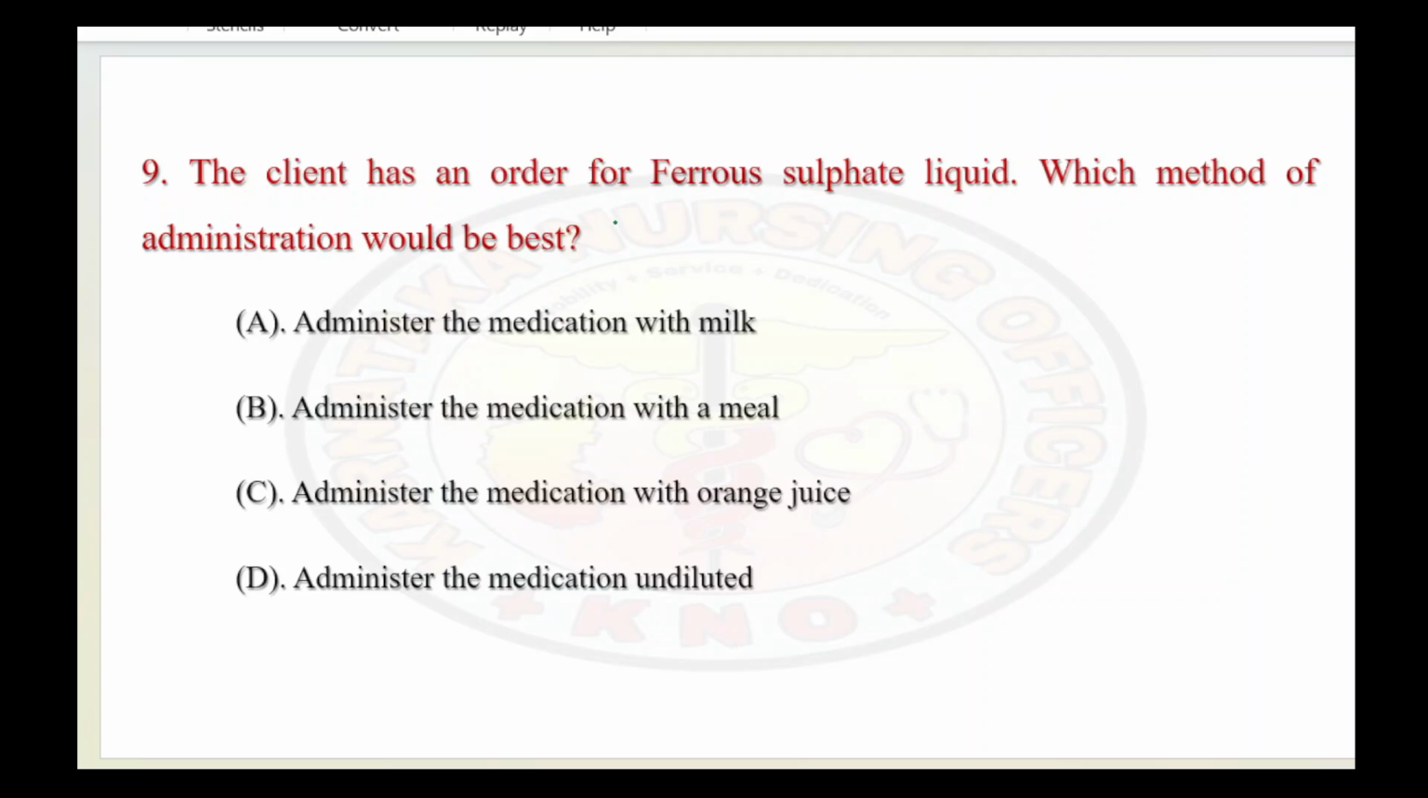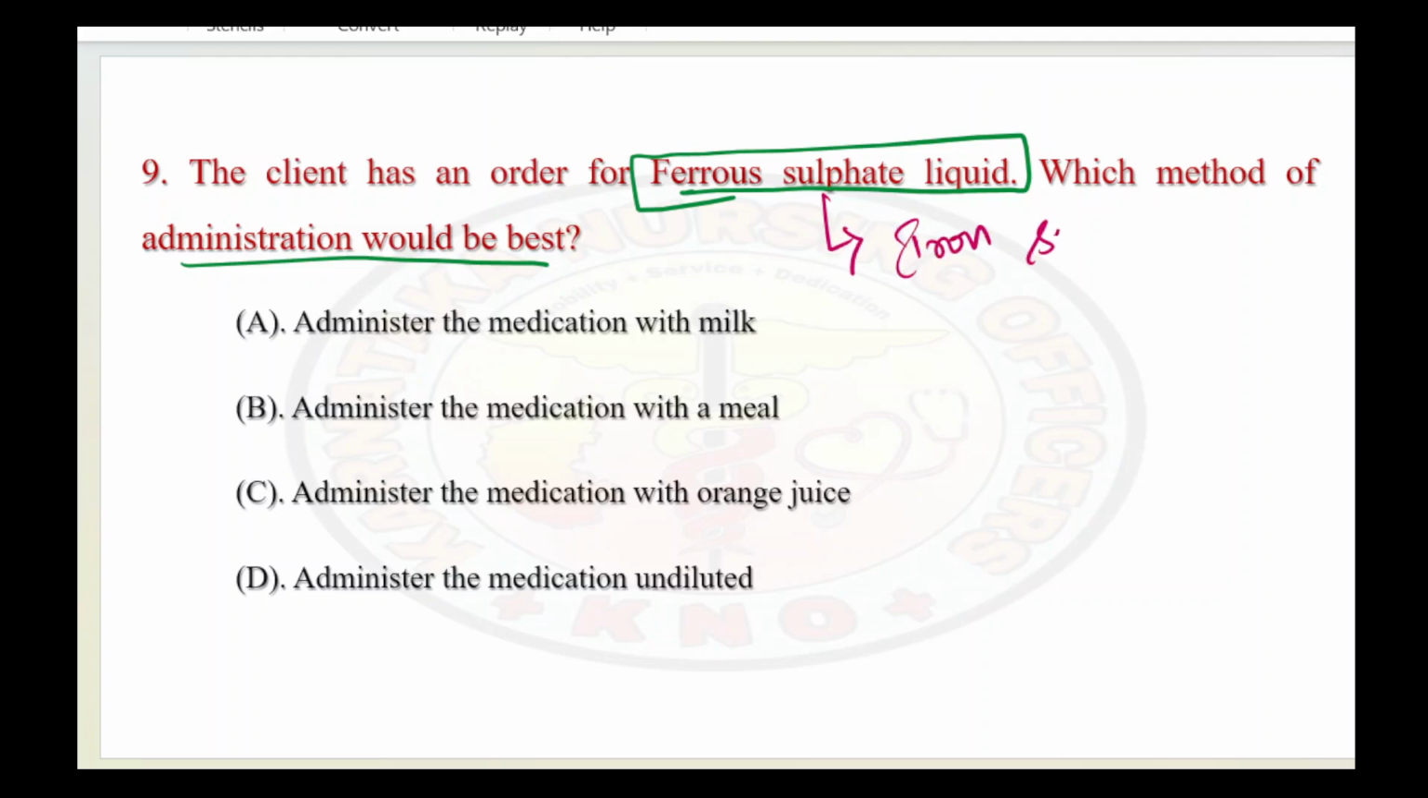The client has an order for ferrous sulfate liquid. Which method of administration would be best? If you know about ferrous sulfate, it is nothing but an iron supplement.